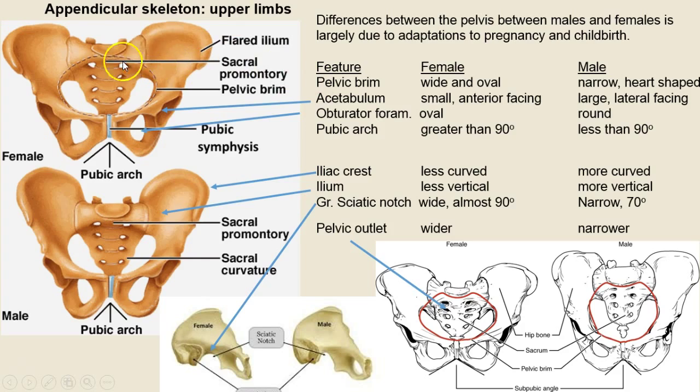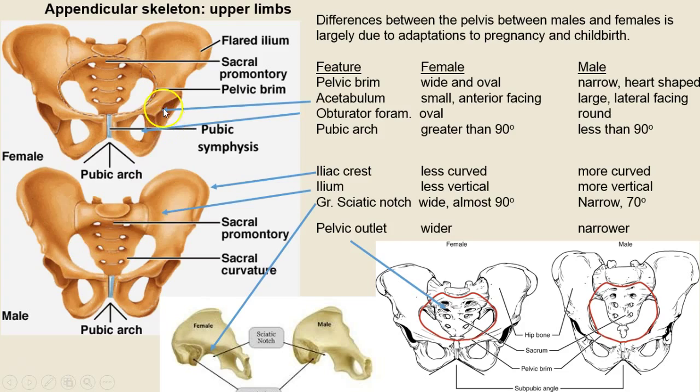The pelvic brim, I've hit you with this several times. Arcuate line, pectineal. There's the superior pubic symphysis. So here's that pelvic brim. On females, it tends to be wide and oval. Males, somewhat narrow and heart-shaped. Considering the bulk of the pelvis, there's kind of a small opening.